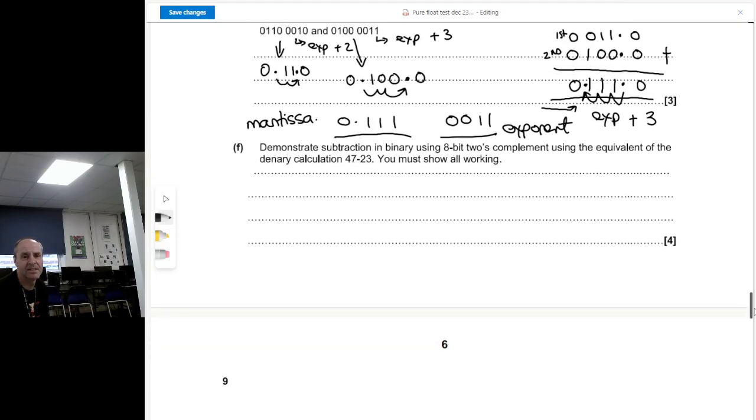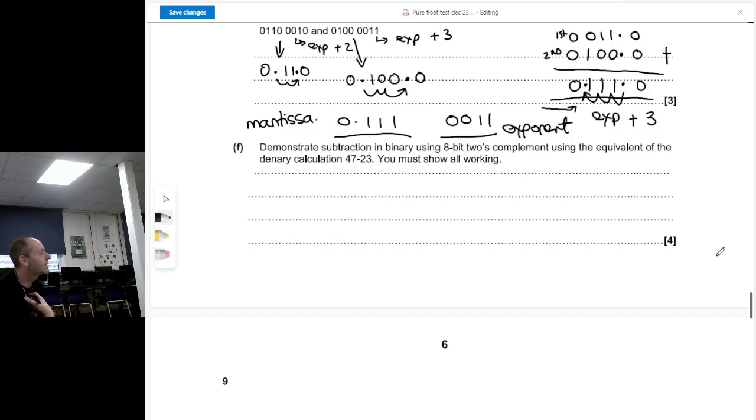The next one says, demonstrate subtraction in binary using 8-bit 2's complement using the equivalent of the denary calculation. So 8-bit 2's complement. So we've got to write these two numbers down in 8 bits. So we're going to do 47 minus 23.